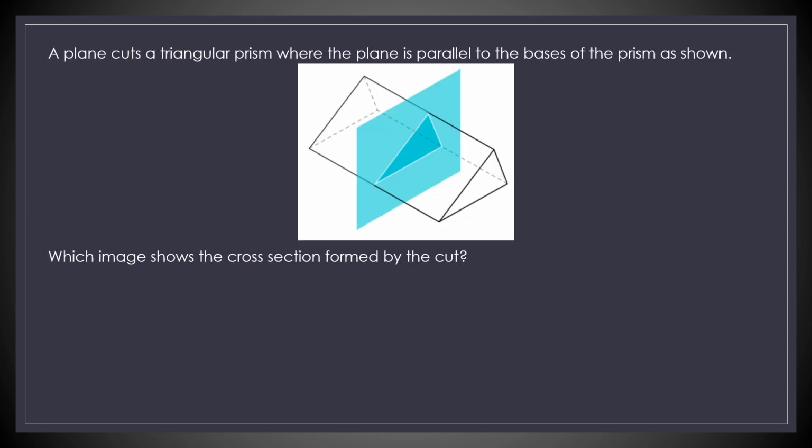So here's kind of what that could look like. So we have this triangular prism, and that plane is that big, long, almost paper-like slice. And this shape in the middle, this down here, is what we see. Okay, so we want to know which image shows the cross section formed by the cut, and that would be this dark blue. So the dark blue image is going to show the cross section that is formed.